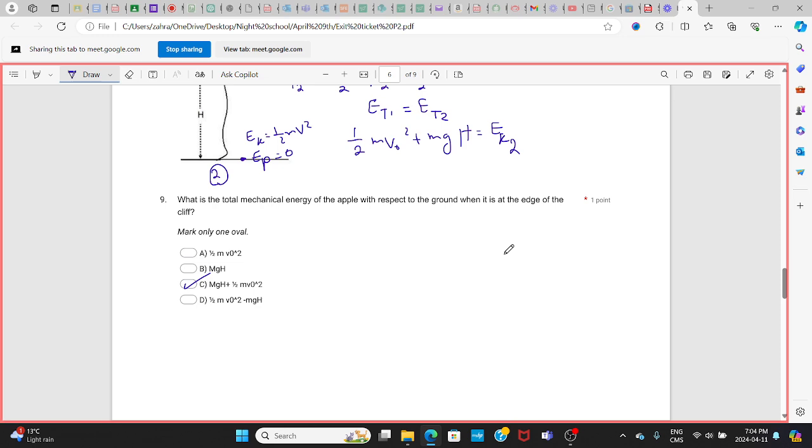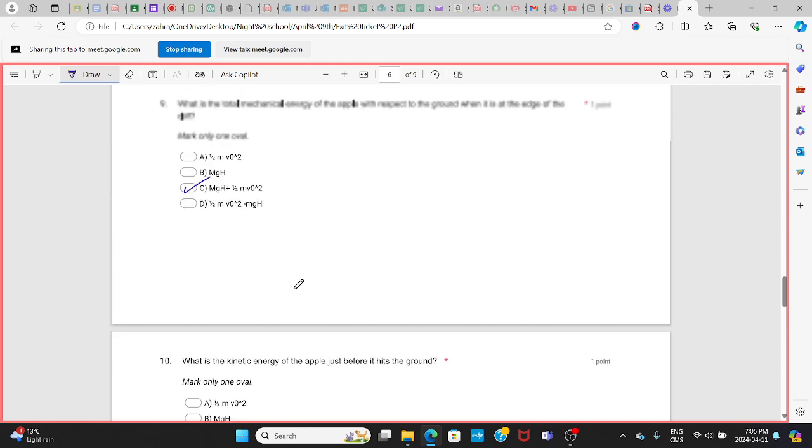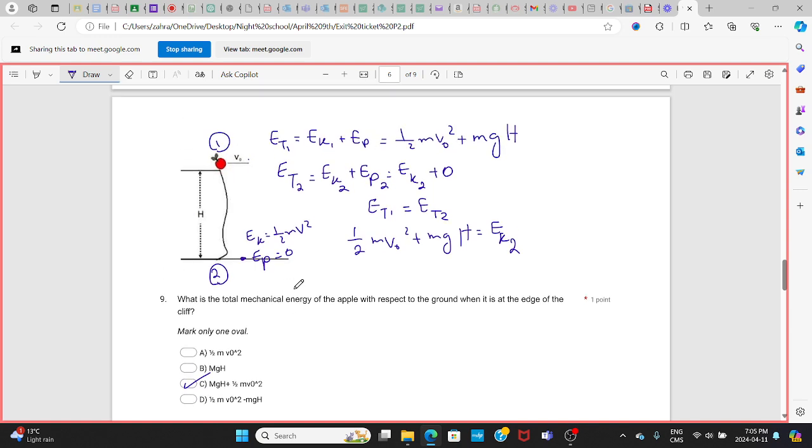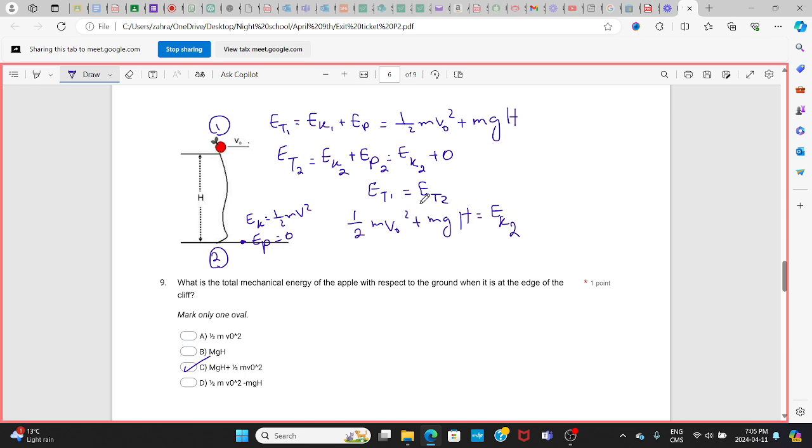So just mgh, half mv² here. Okay, yeah, this is addition, right? If you ask to find the velocity, it didn't ask, but if you ask to find the velocity, instead of this EK2, just replace it by half mv², so they equal them. So half mv0² plus mgh equal to half mv².